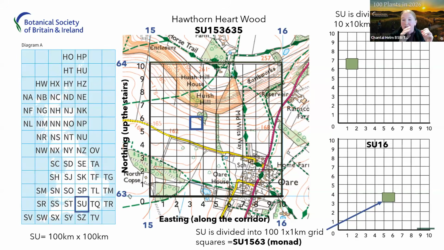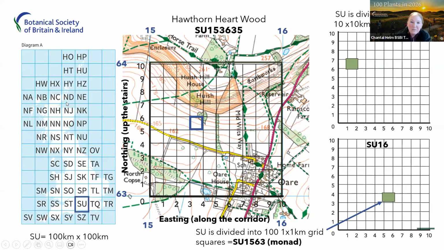And you can, of course, if this is something that you find easy to do and you've been in the field and you've gotten yourself a grid reference off a map, then you can input that directly into iRecord instead of asking iRecord to find it off the map for you. So that's obviously another way of doing it.